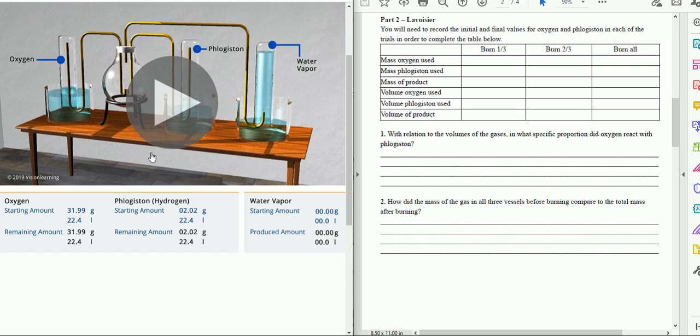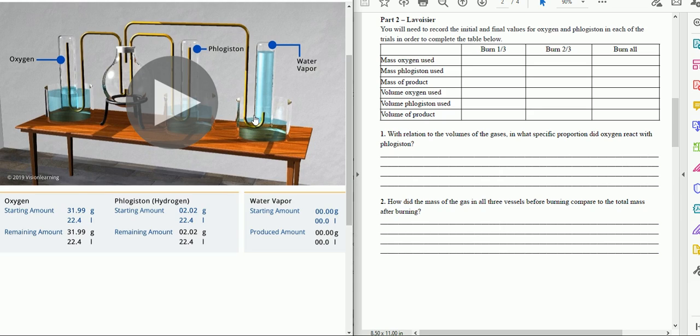So here is my setup, and I'll point out that I do have my Part 2 lab report over here. Point out a couple of things about what I'm going to ask of you: we have a lot of different types of data present. We have oxygen, phlogiston, and water vapor present. And I'm going to be asking you to record that data in terms of masses and volumes. But that's okay because the data generated here is in terms of masses and volumes for all three substances. Now, the only thing that might trip you up is that the product is actually the water vapor.